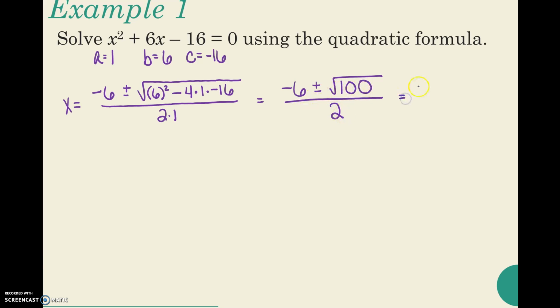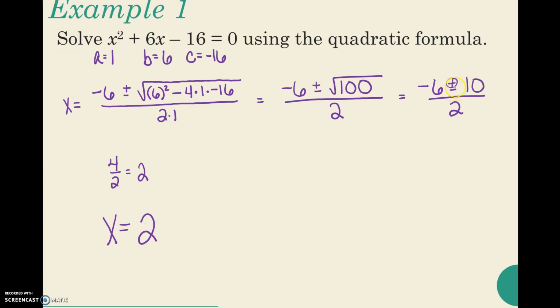Now we happen to know that the square root of 100 is 10. And notice the quadratic formula already has the plus minus in there for us. So we have negative 6 plus or minus 10 all over 2. You have to do the entire top and then divide by 2. So we need to do, what is negative 6 plus 10? 4. And 4 divided by 2 is 2. One of our solutions is 2.